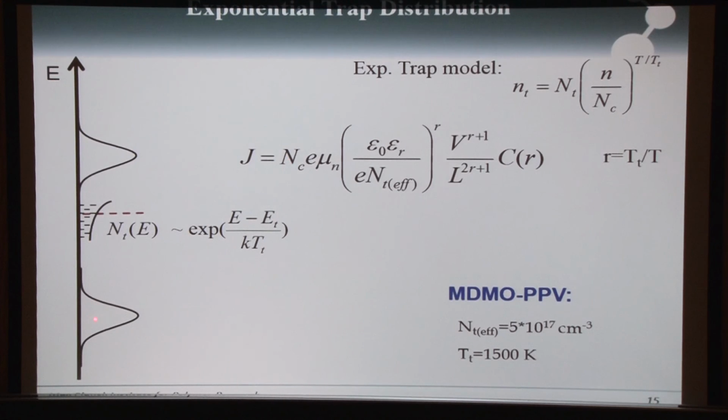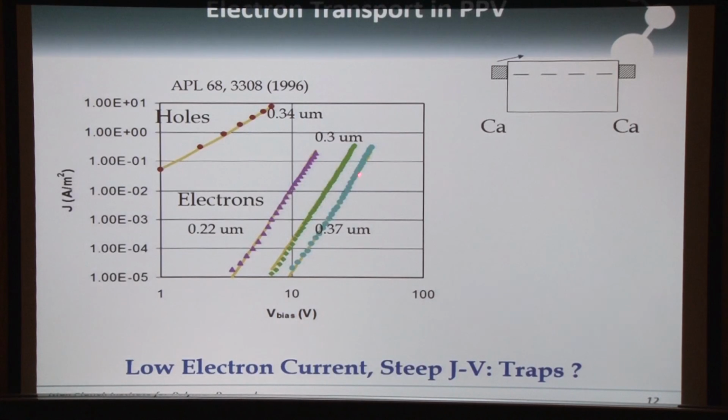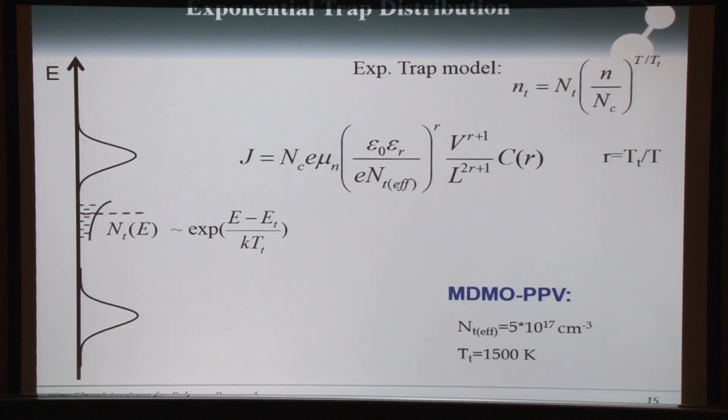So to give you an example, here's a cartoon. So this is, for example, the HOMO and the LUMO of PPV, MDMO-PPV. These would be the traps in the band gap. This is the same equation. And if I use this equation to fit my experiment, that's what I did here, the yellow lines, I would find for the trap temperature, for example, a number of 1500 Kelvin. And if you look at the equation, it would mean 1500 divided by 300 is 5, plus 1 would give me a slope of V to the power 6.